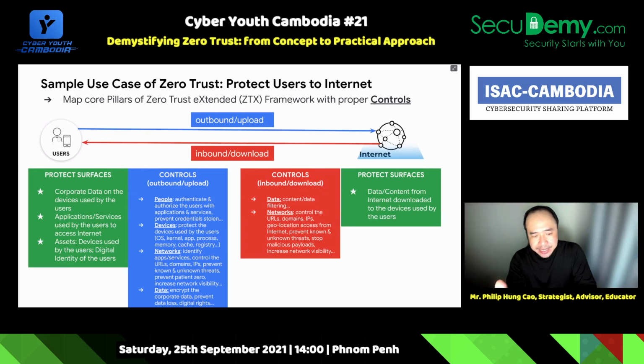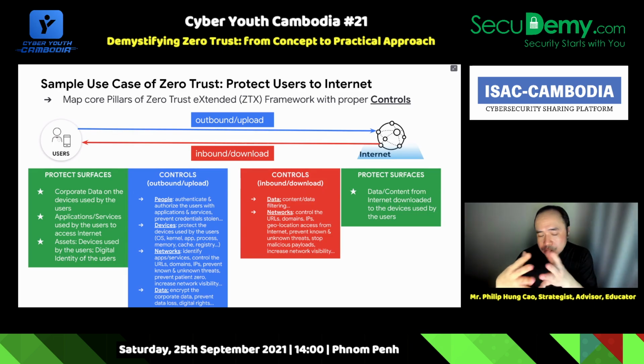And talking about data, you need to encrypt corporate data, right? So you can encrypt at the file level or at the hard disk level, something like that, right? And you also need to have some kind of control to prevent data loss, intentionally or unintentionally, right? And digital rights control here also makes sense, as well. On the other side, in the inbound, you also need to have content data filtering, so it will check all the content downloaded back from the internet, right?